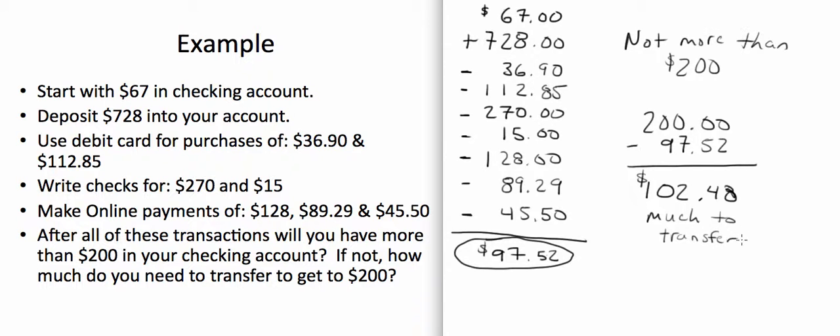Your book may ask, is it more than 100? Or is it more than 300? Or something of that extent. In this case, we picked the value of 200. We do all of the transactions that we've been doing in 3.1 and 3.2, and that gets this value. Sometimes they'll ask for this and you'll stop. Other times you have to compare. If this value was more than $200, then you don't need to transfer anything.